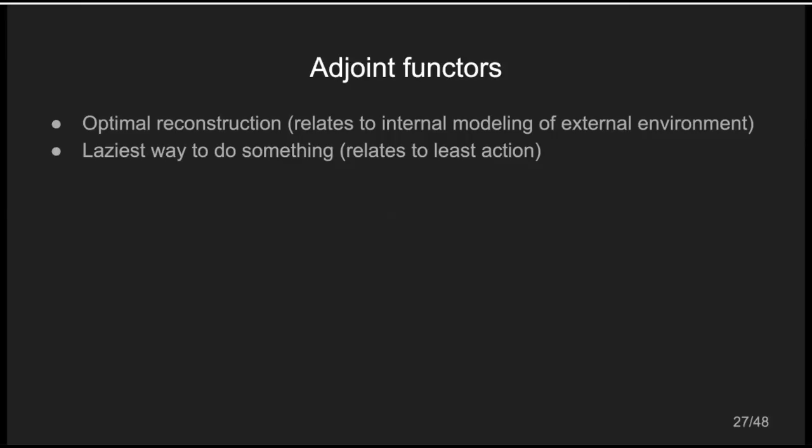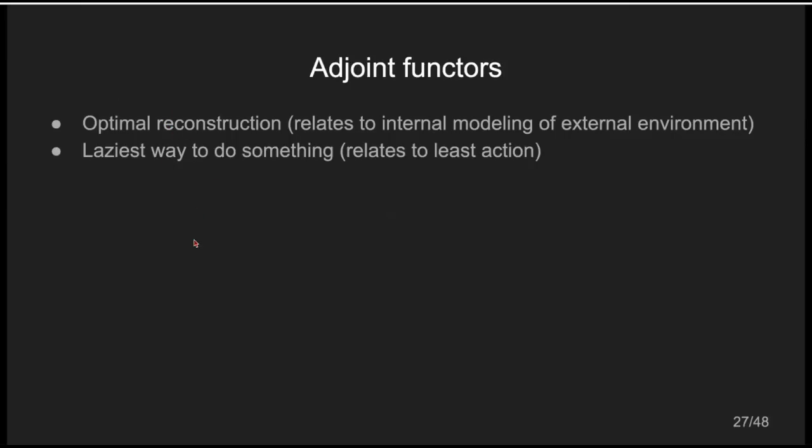So adjoint functors are a very important concept in mathematics that relates to optimal reconstruction. So if you're an organism trying to survive in your environment, you need to have an internal model of your environment. So you're recreating your environment inside yourself, but you have limited sense data and limited computing power. So you can't perfectly recreate your environment. Instead, you want to optimally recreate your environment. And adjoint functors also relate to being lazy, and we'll see that being lazy or least action ends up being related to optimality.